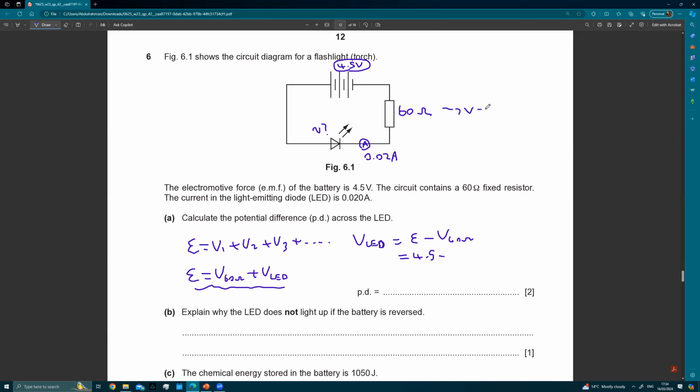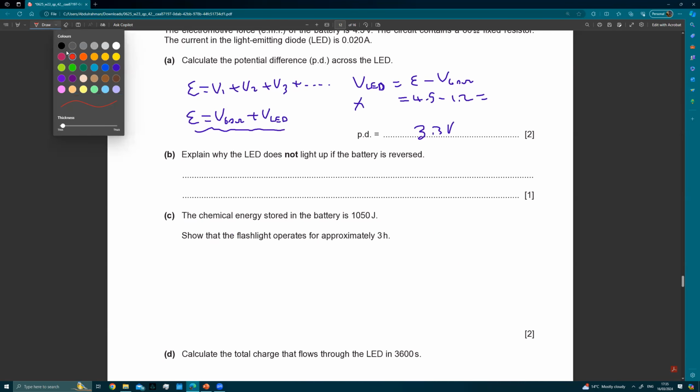And I can work out what the voltage is across the 60 ohm resistor because I know that voltage is current times resistance. And I know what the current is. The current is the same everywhere in series, 0.02. And I know what the resistance is, 60 ohms. So 60 times 0.02, I believe that gives me 1.2 ohms. So I mean 1.2 volts. So going back to this, the voltage across the LED is the EMF, which is 4.5 minus 1.2. This gives me 3.3 volts. Why? Because remember, the voltage of the EMF is equal to the sum of the voltages of your components in series.